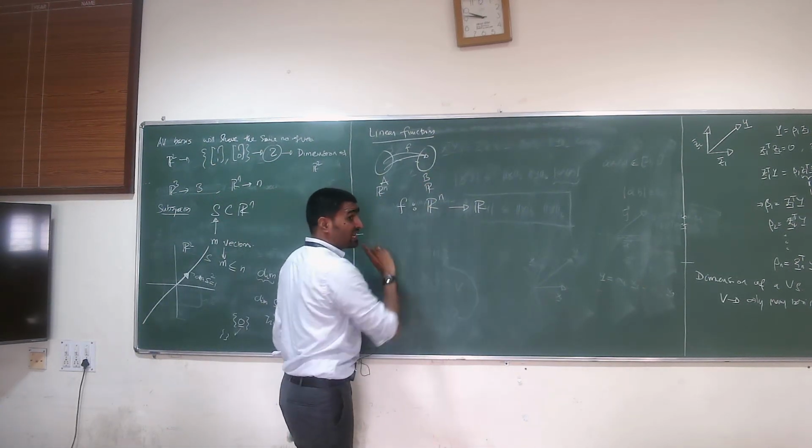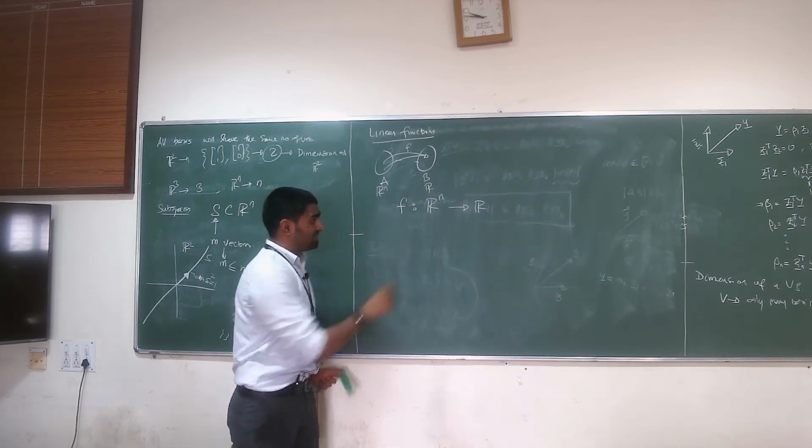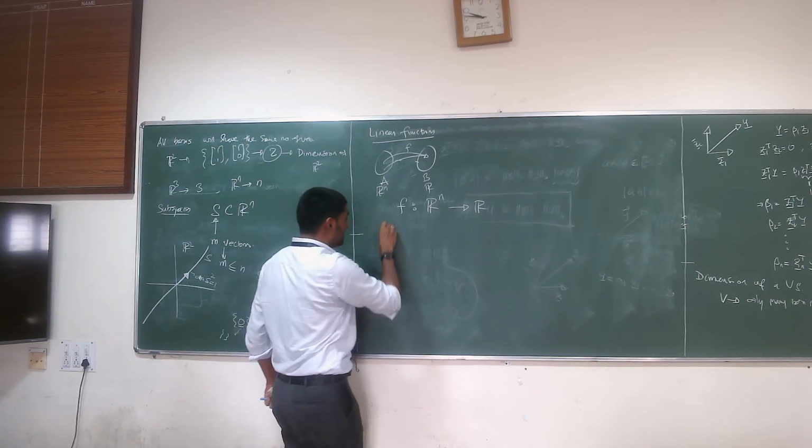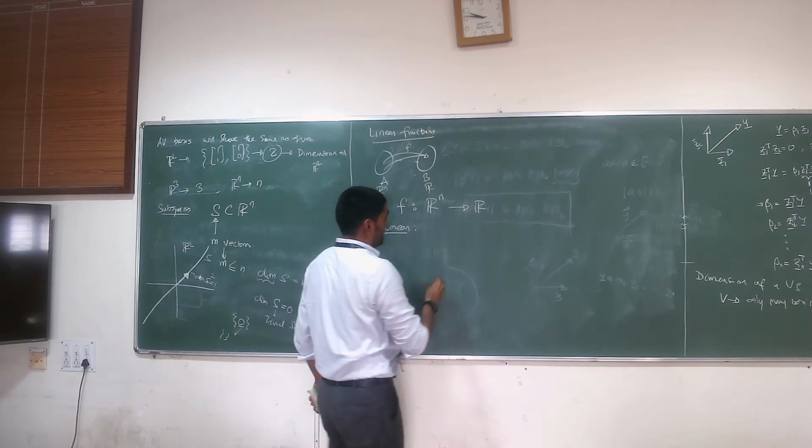Okay, this is again any arbitrary function. This is not a linear function. This is simply a function from Rn to R, or a set of functions from Rn to R. We say that this function is linear if it satisfies the following property.